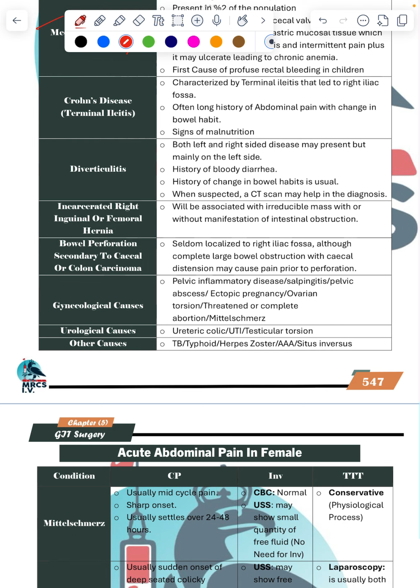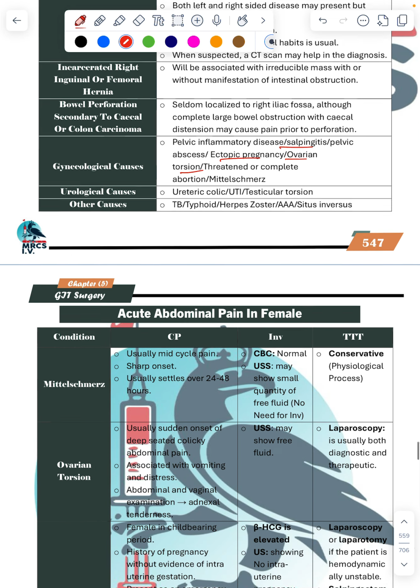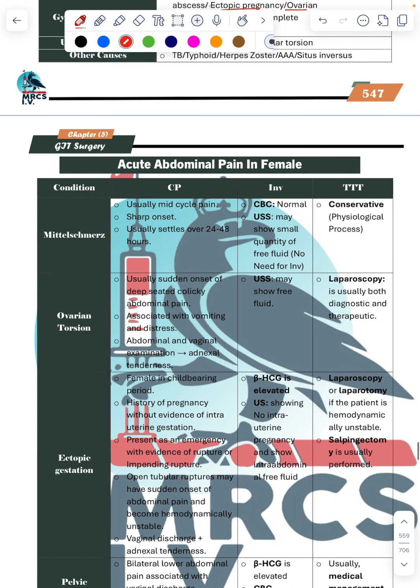Bowel perforation sometimes may lead to right iliac fossa pain. Gynecological disorders such as torsion of the ovaries, ectopic pregnancy, and salpingitis may cause it. Ureteric colic may also present with right iliac fossa pain. These are the many common causes. In females, what are the specific differentials? Mittelschmerz is usually a cyclic pain.